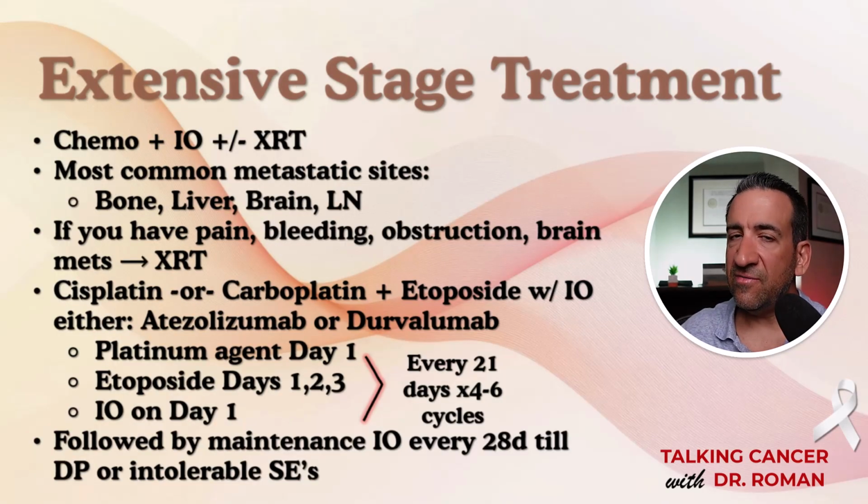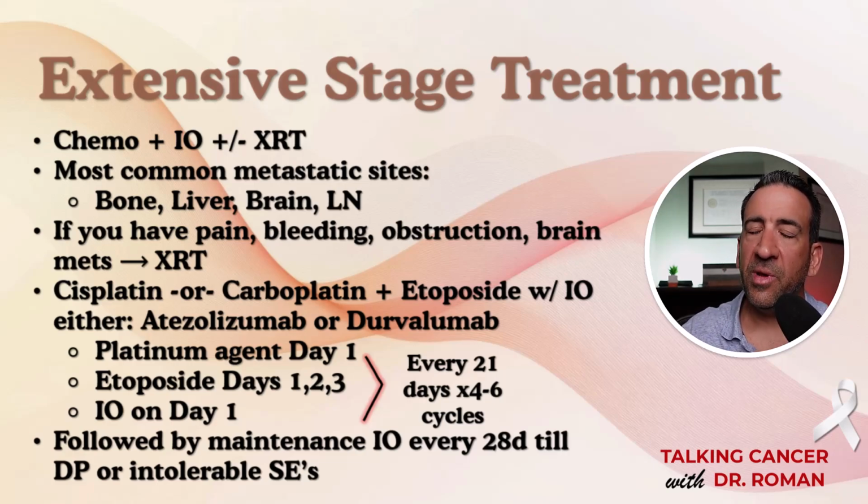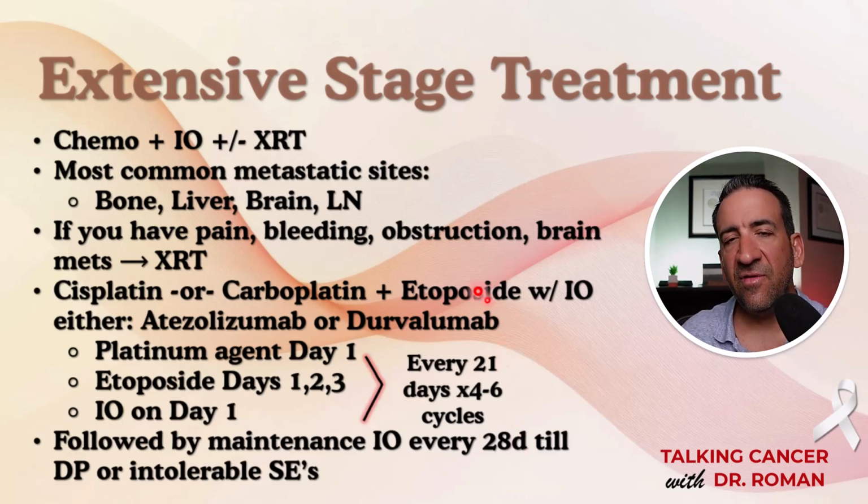Now, extensive stage, meaning it's a little too advanced, unfortunately, that radiation is no longer an option. But there are times where we still give you radiation. Okay, and I don't want to lose you because it's a common sense decision as far as radiation is concerned. So for extensive stage small cell lung cancer, meaning it's a little more advanced, the standard of care is chemotherapy, considering an immunotherapy, okay? And sometimes we give you radiation.